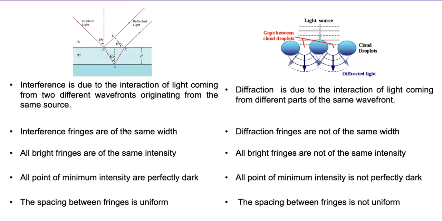As you saw, interference is the combination of two different wavefronts, which eventually originate from the same source. Whereas diffraction is due to the interaction of light coming from different parts of the same wavefront. This main difference makes these two phenomena slightly different. So whether the color comes from interference or diffraction, we have to create structures or patterns which meet these two criteria.